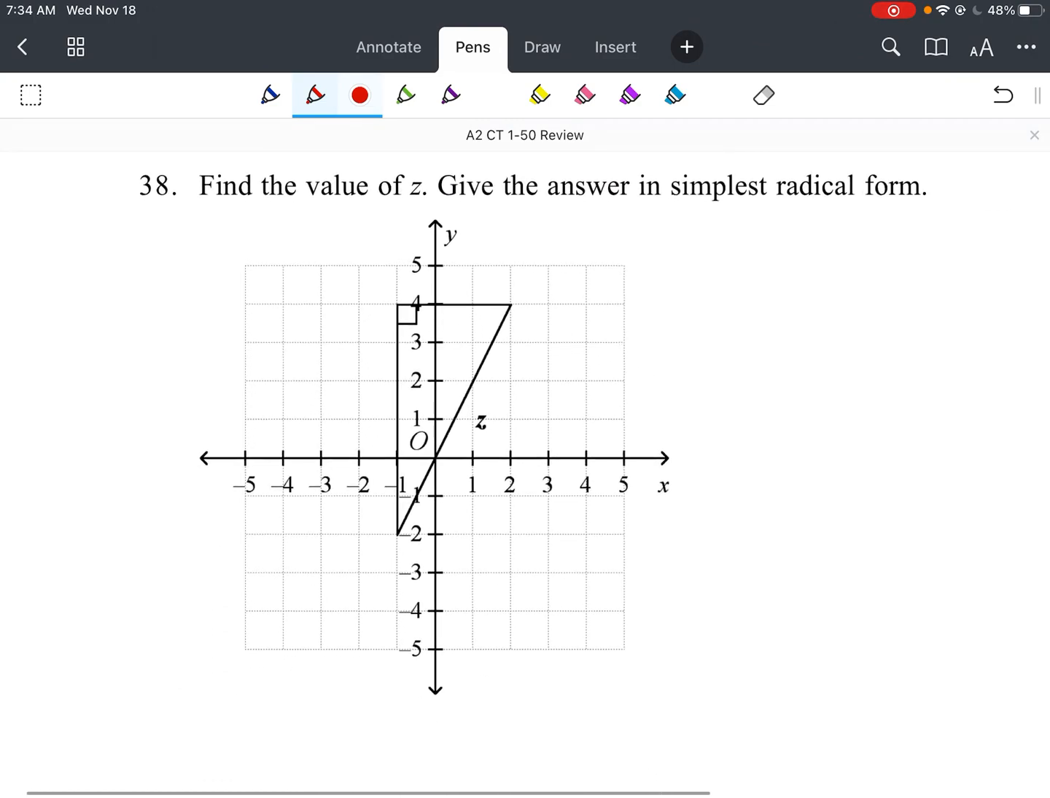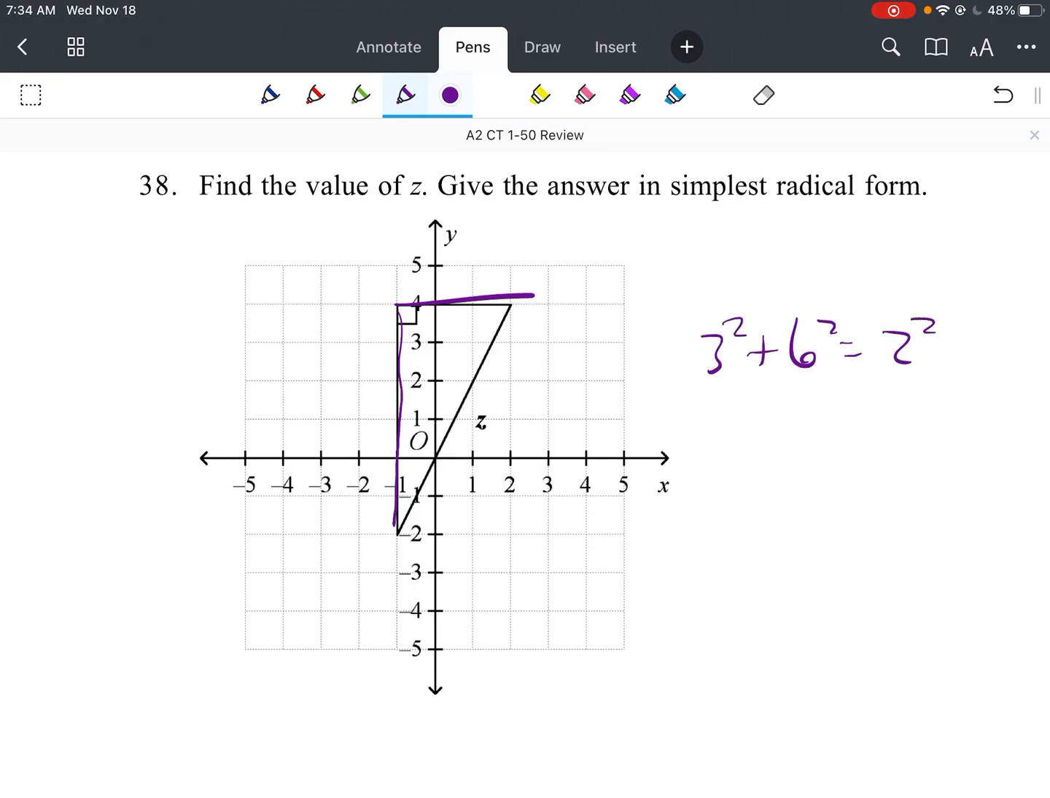So, all right, find the value of z. Couldn't be easier. 3 and 6. So 3 squared plus 6 squared equals z squared. And this would be 9 plus 36 equals z squared. 45 equals z squared. And take the square root. This is the square root of 45.